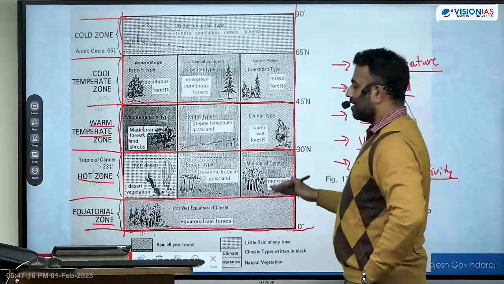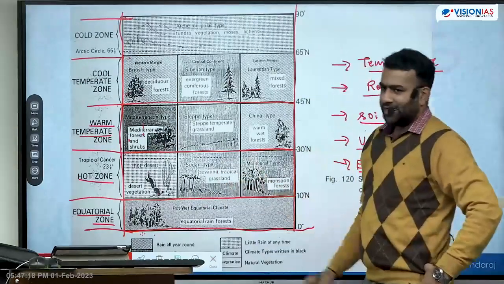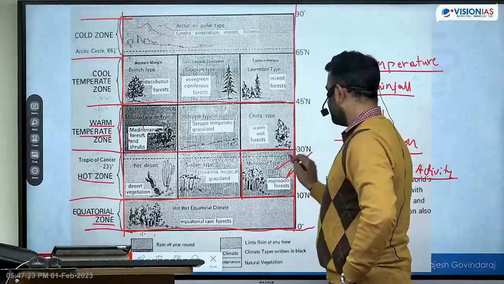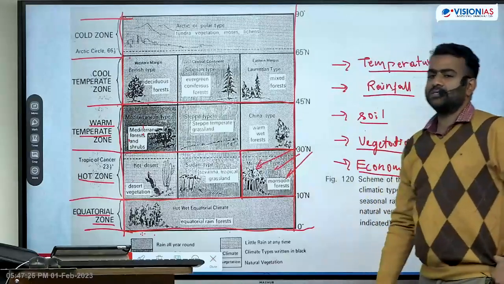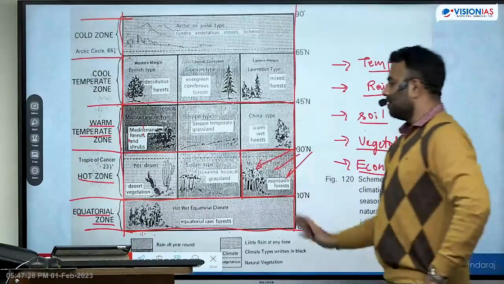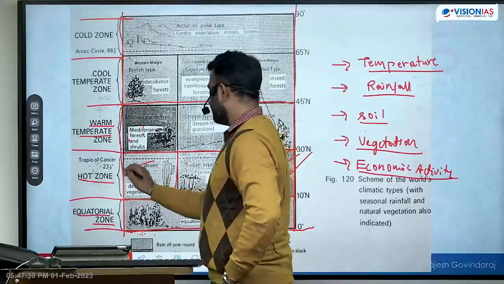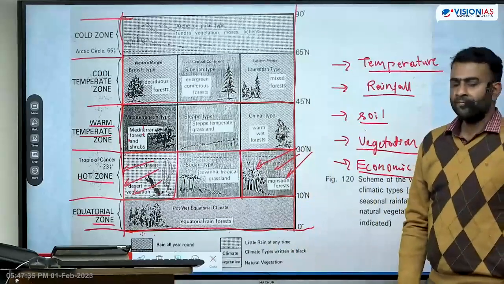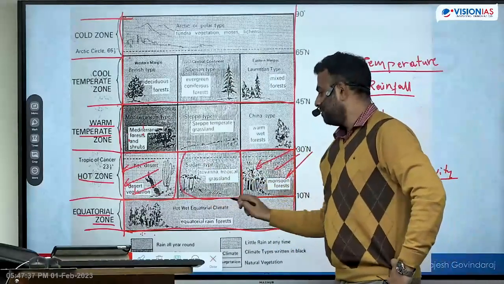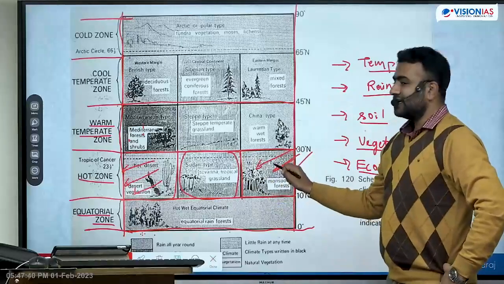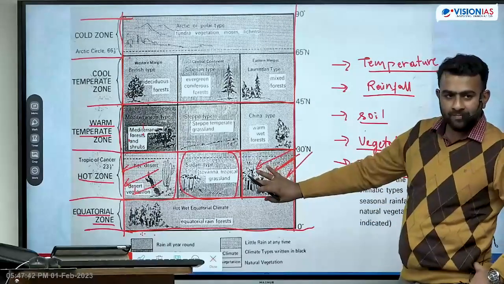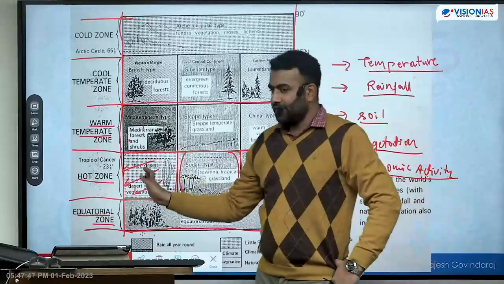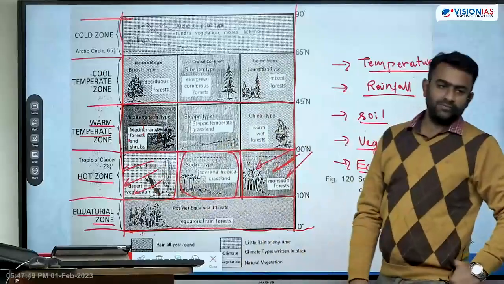However, if you come to the hot zone, where you are in the trade wind belt, along the eastern margin we experience the winds coming from ocean to land. Along the western margin we experience the winds coming from land to ocean. In between, these regions experience very good precipitation. Precipitation decreases as you go interior. As you go much interior, precipitation is very less.